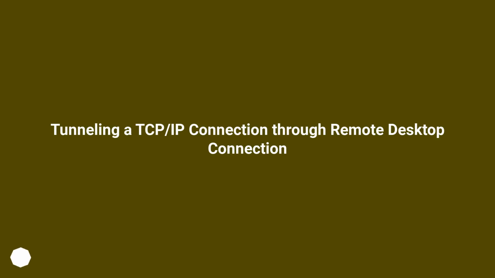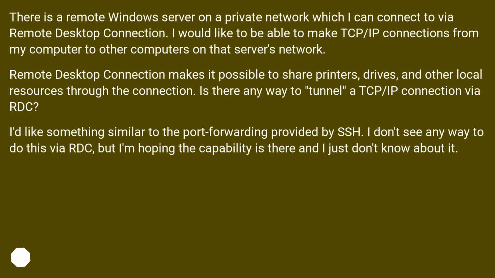Tunneling a TCP/IP connection through a remote desktop connection. There is a remote Windows server on a private network which I can connect to via remote desktop connection. I would like to be able to make TCP/IP connections from my computer to other computers on that server's network.